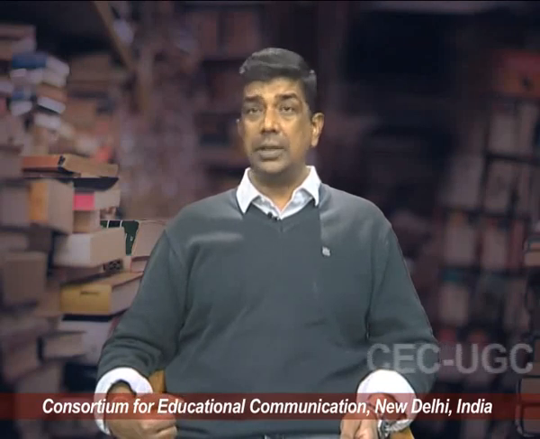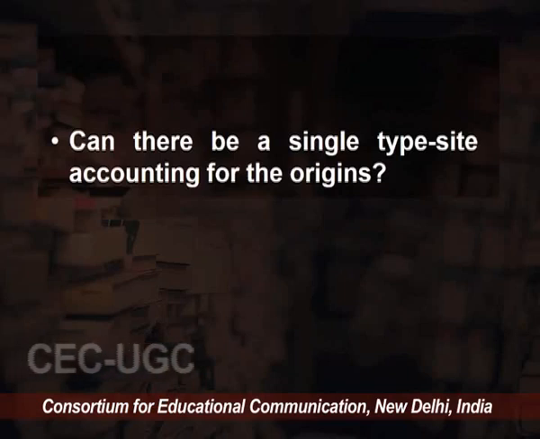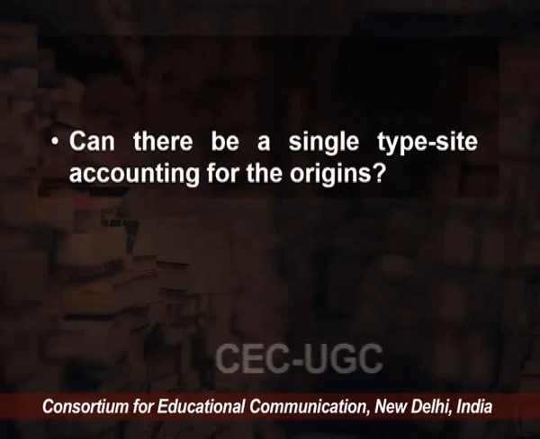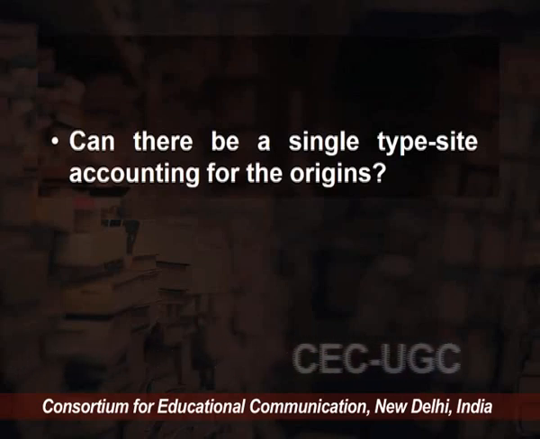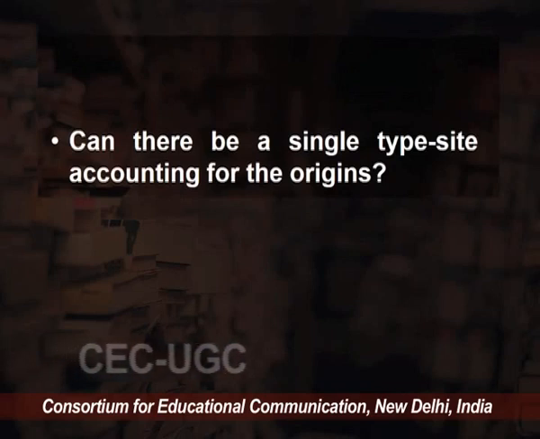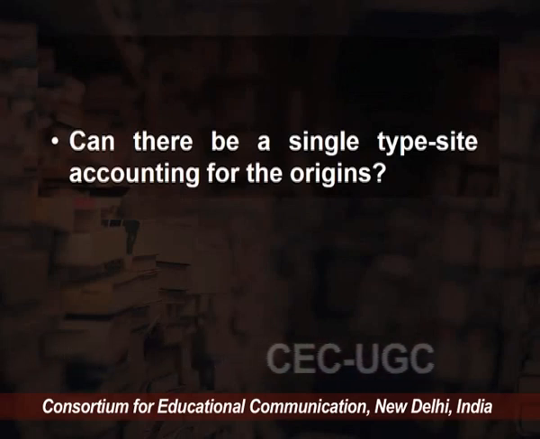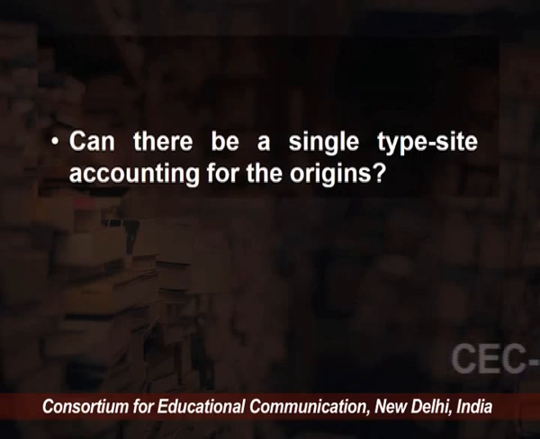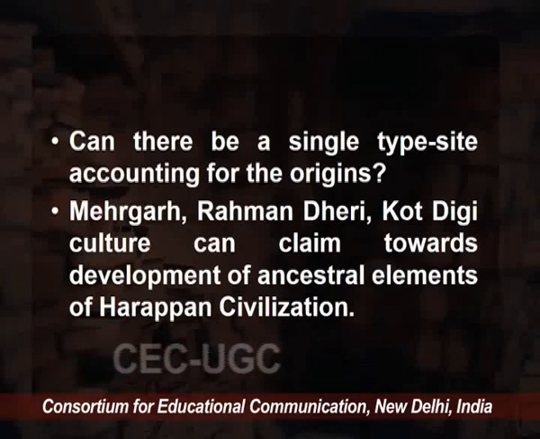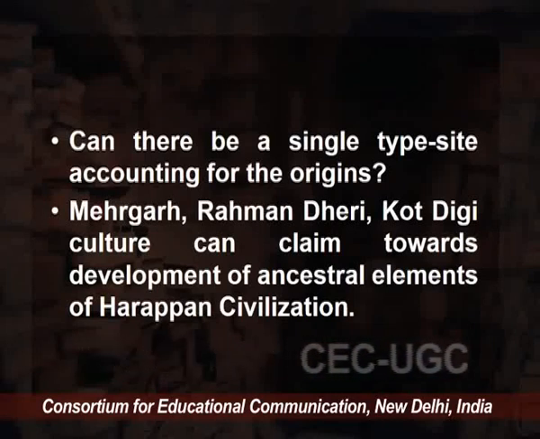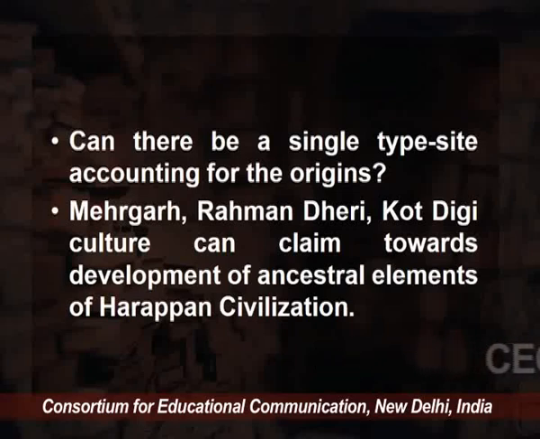So another question that historians ask with reference to local origin is, can there be a single type site accounting for the origins of Harappan civilization? When we say type site, we mean one site from where everything can be known, which can tell you the story, right? So if we pose this question to whatever we know of early Harappan or pre-Harappan settlements in the Harappan area, well, Mehrgarh, Ramandheri, Kotdiji, these cultures can claim towards development of ancestral elements of Harappan civilization.